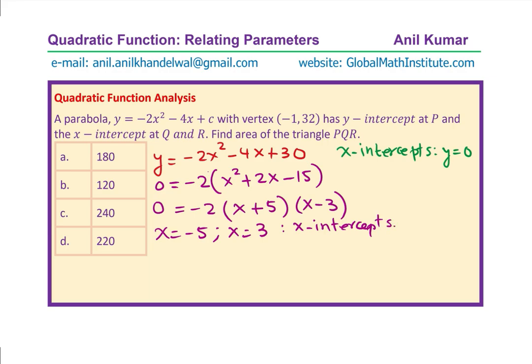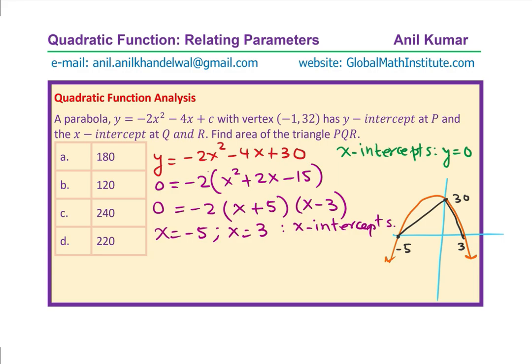Knowing x and y intercepts, we can now find the area of the triangle. So let me just sketch the graph once again, and then we'll find the area. So let's say I'm making a small diagram here. We figured out that this is minus 5. The other x-intercept is 3, and the y-intercept is 30 for us. The triangle, therefore, formed will have a height of 30, right?